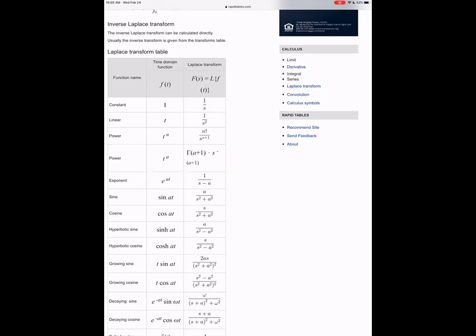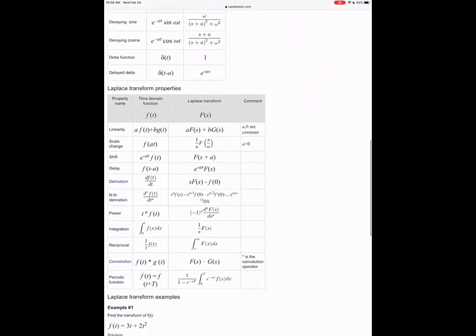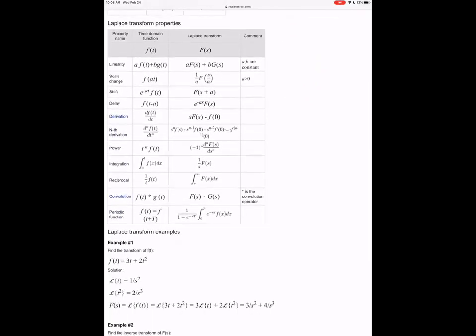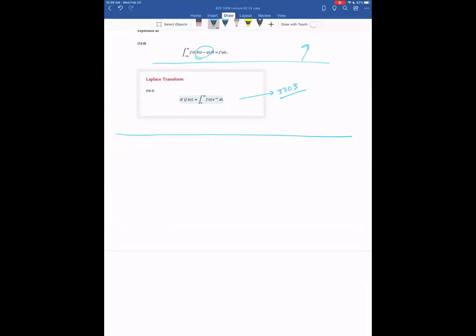So A is not negative, but we write it e to the minus AT, and the transform would be 1 over S plus A. So that's the only thing I want to draw your attention to on that. Mostly what we wanted to look at on this transform table is the table of properties. So I'm going to keep this handy as we go through and find some example transforms. So pulling back up the Word file, and let's just get started.